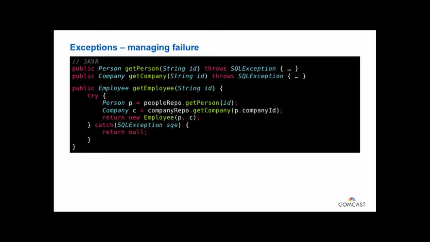So how many people have written code like this? Okay, yeah, this is a safe place, right? Where you might just return null coming out of this, right? But it's unpredictable what's actually happening in here, right?